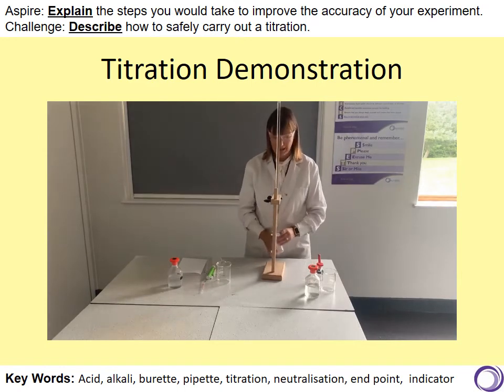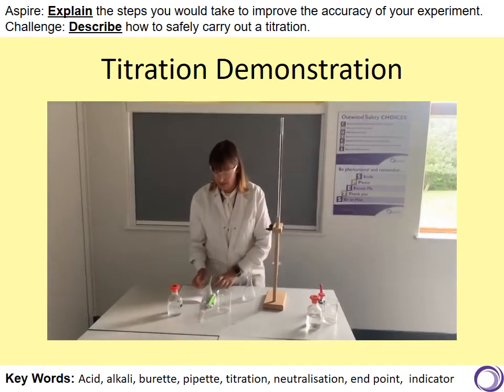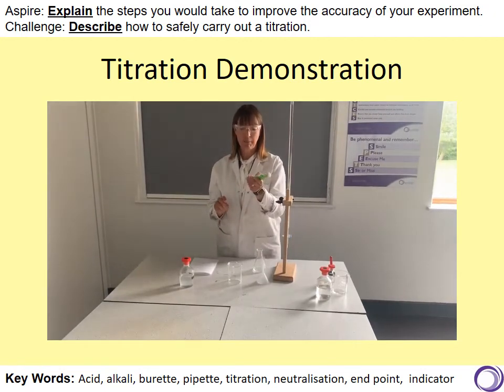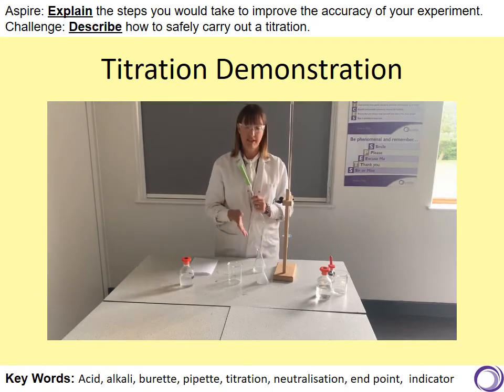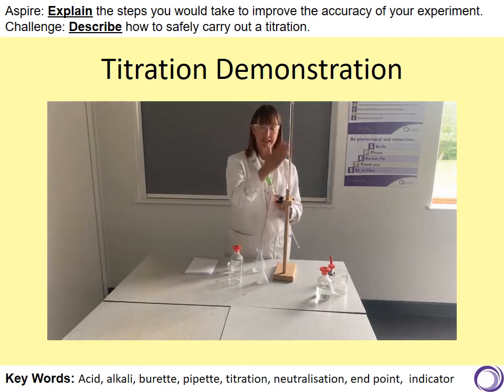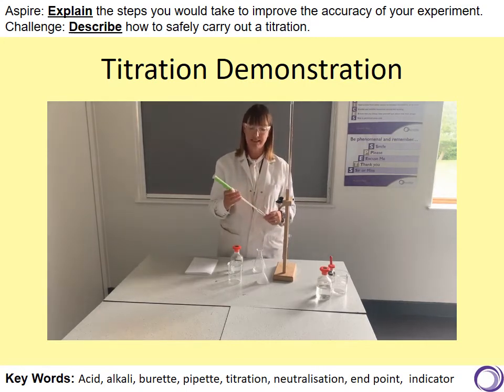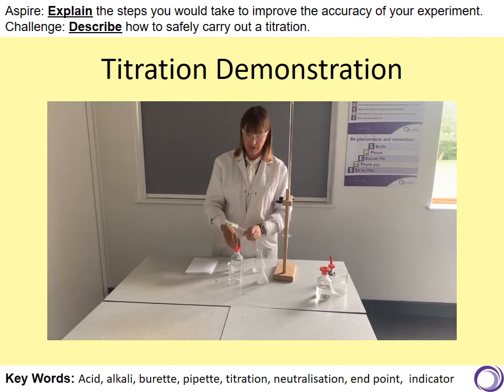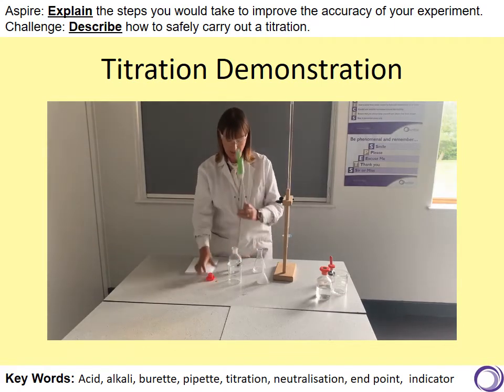I'm now going to put my alkali in a conical flask and I'm going to use a pipette for this, and the reason we use a pipette is because it's very accurate, but we're also using a fixed amount each time. So we use the burette because that may vary each time for the acid, but for the alkali, which is a fixed amount each time, we use a pipette.